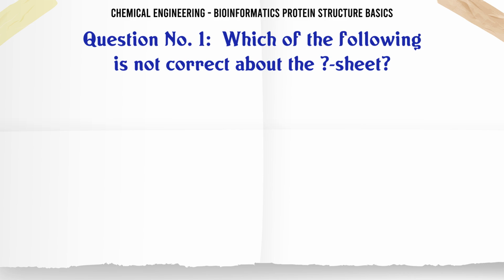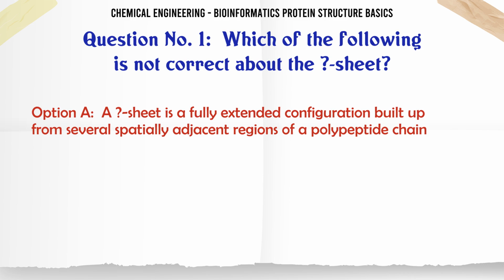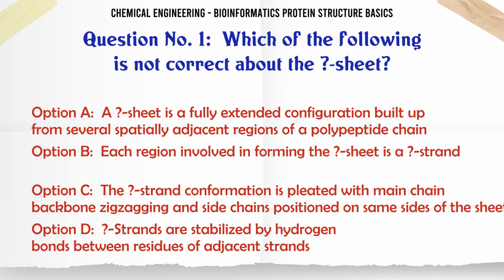Which of the following is not correct about the sheet? A. A sheet is a fully extended configuration built up from several spatially adjacent regions of a polypeptide chain. B. Each region involved in forming the sheet is a strand. C. The strand conformation is pleated with main chain backbone zigzagging and side chains positioned on same sides of the sheet. D. Strands are stabilized by hydrogen bonds between residues of adjacent strands.